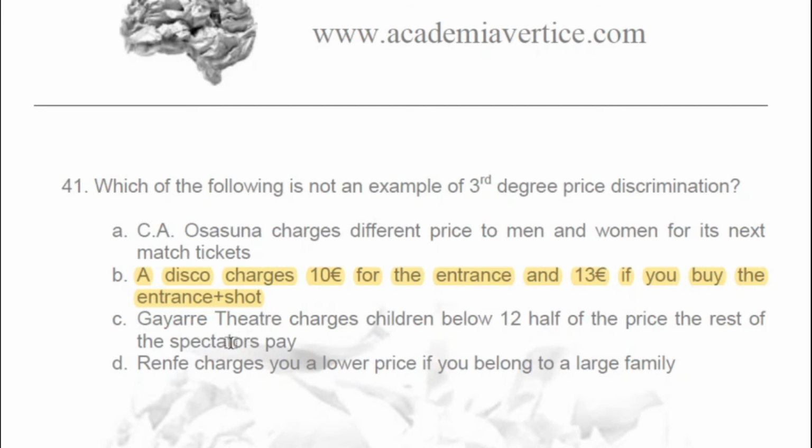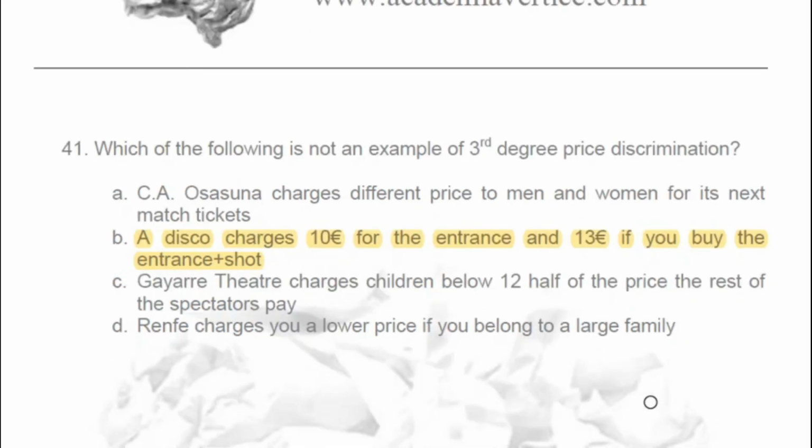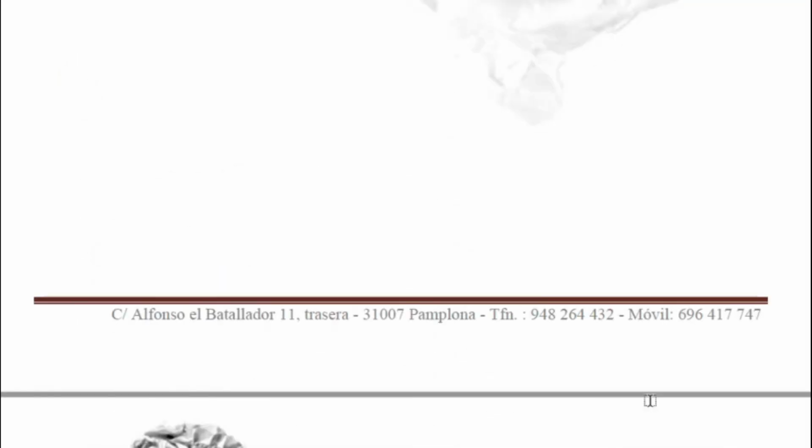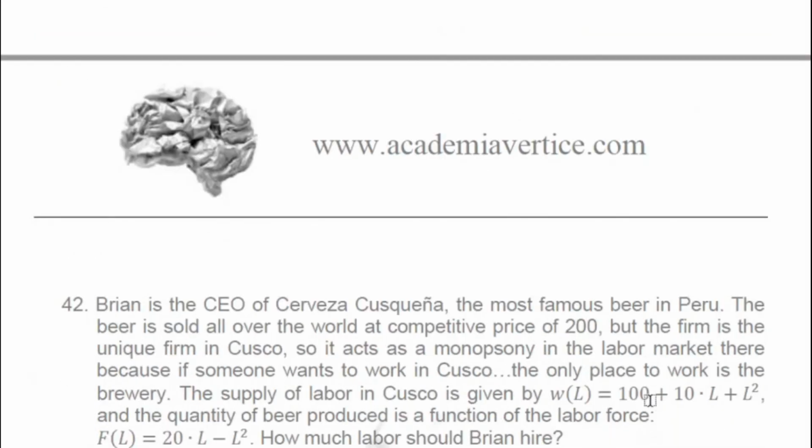That we don't see, but the concept, I think it's easy and you should know it. Gallardo Theatre charges children below 12 half of the price the rest of the spectators pay. Yes, of course, this is third-degree price discrimination. Renfe charges you a lower price if you belong to a large family. Of course, this is a third-degree price discrimination. Okay. Now I think there are only two left.